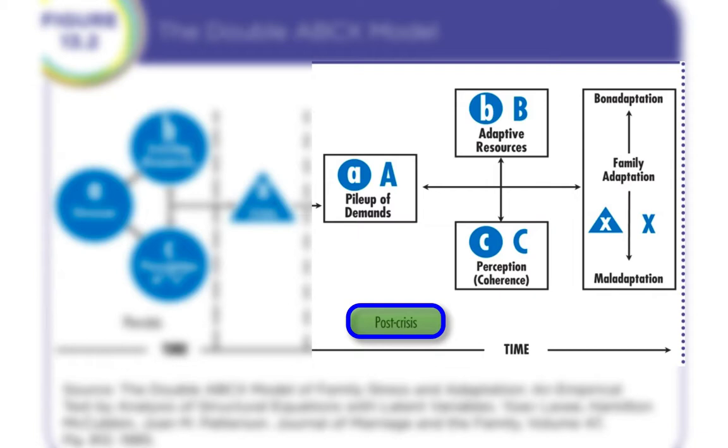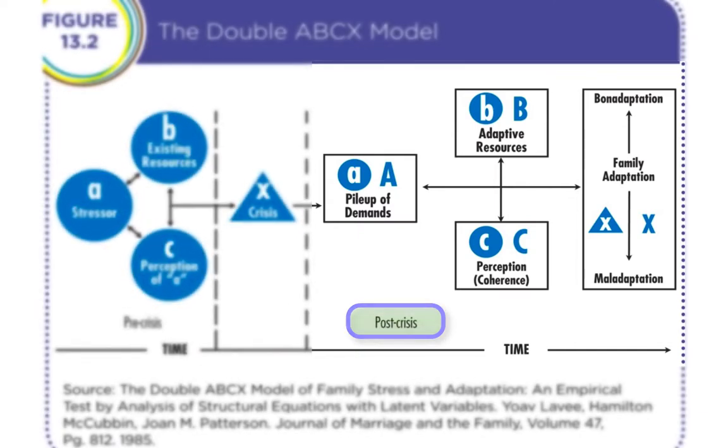And as this continues to pile up over time, there's either a family maladaptation or a bonadaptation, and this is again either positive or negative. But this is done over time, and this is done as things accumulate over time.